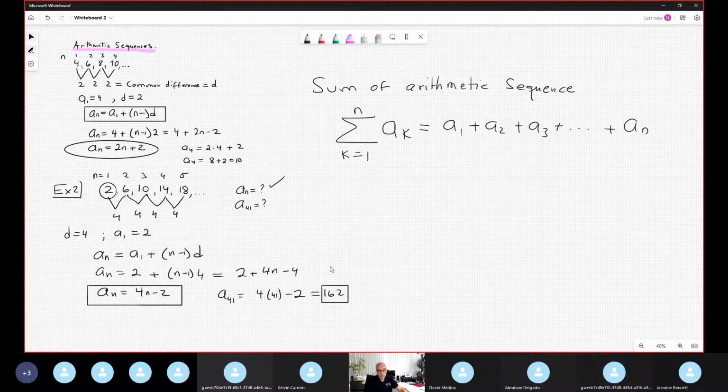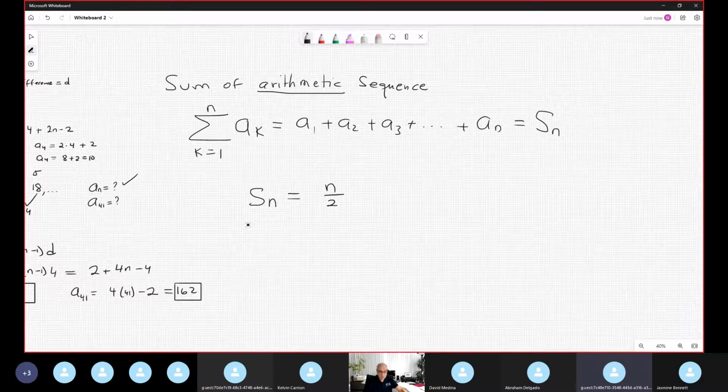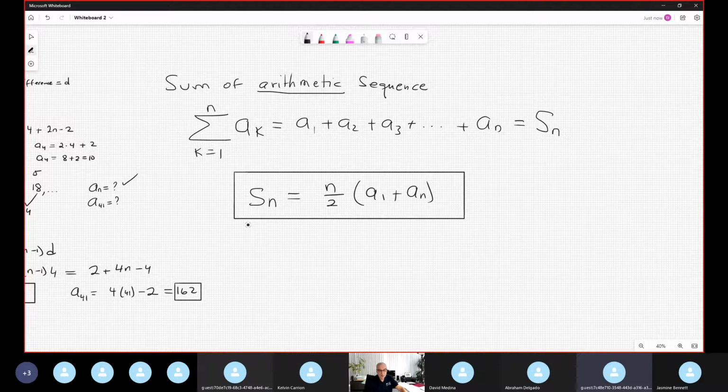Another notation, which in my opinion is shorter, is to call this S sub n, the summation of the first n terms in an arithmetic sequence. And the formula is S sub n is equal to n over 2 times parentheses A1 plus A sub n. It's super easy. To find the sum of the first n elements in an arithmetic sequence, you add the first and the last, divide by 2, which is like an average, and multiply by n, which is the amount of numbers that we have in the sequence.